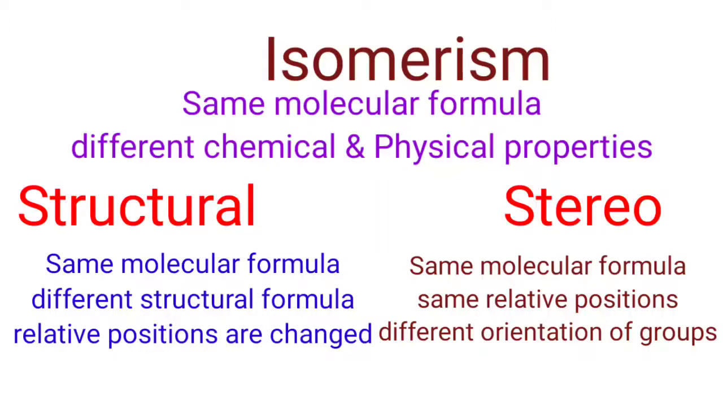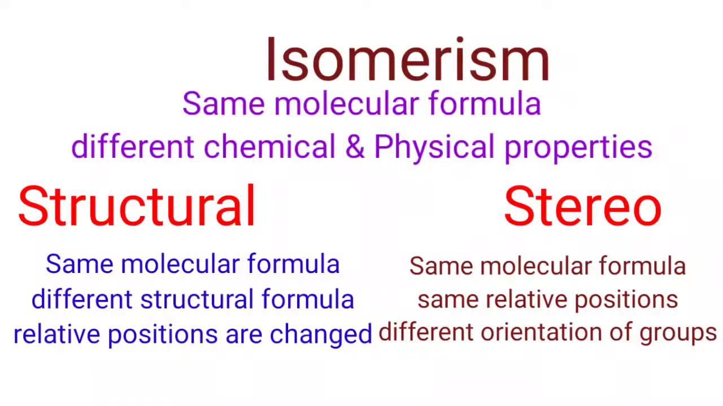Hello friends, today we will discuss isomerism. In isomerism, compounds have the same molecular formula but different chemical and physical properties. So these molecules are called isomers and the phenomenon is called isomerism.